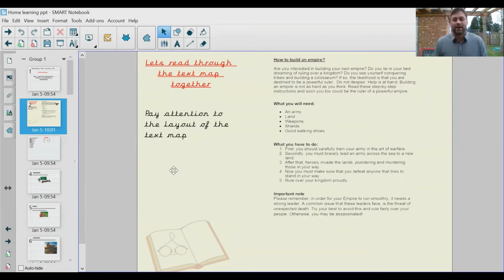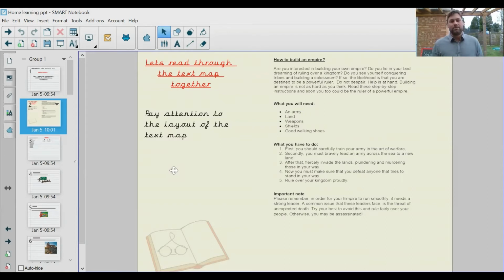Number 1, first, you should carefully train your army in the art of warfare. 2, secondly, you must bravely lead an army across the sea to a new land. 3, after that, fiercely invade the lands, plundering and murdering all that stand in your way.